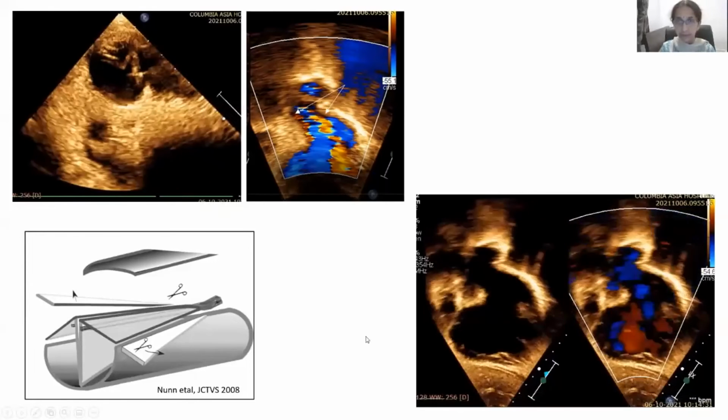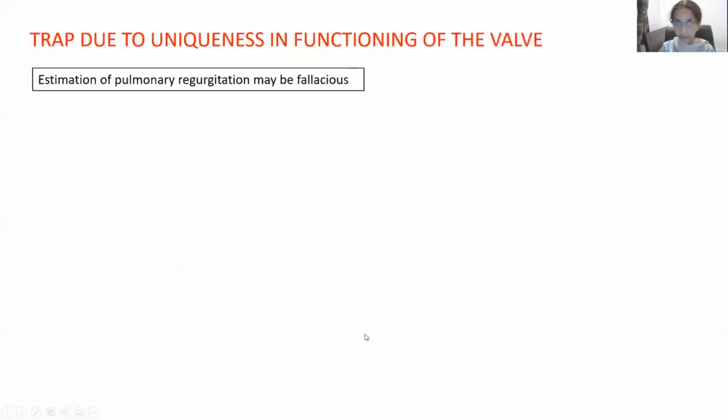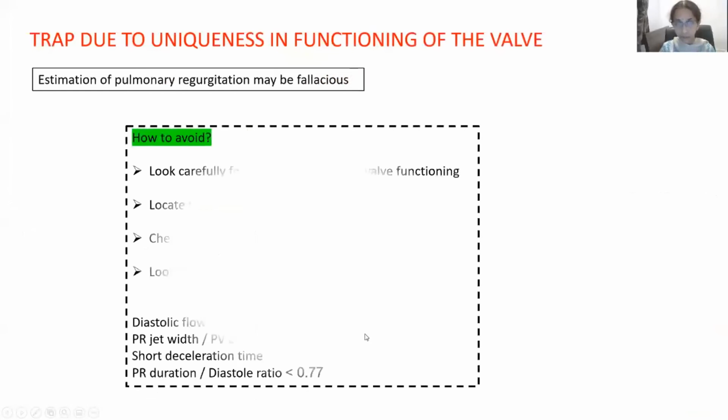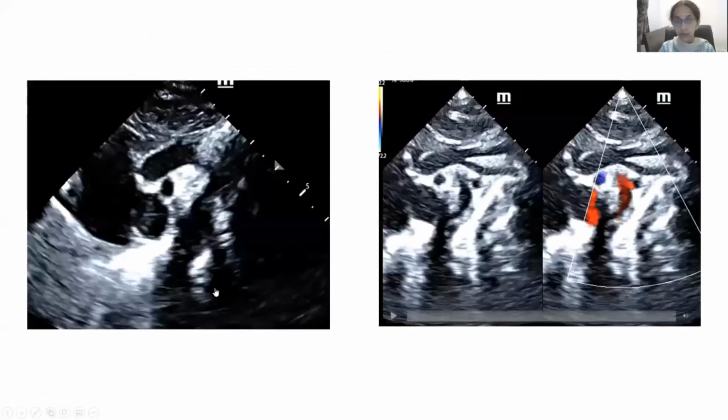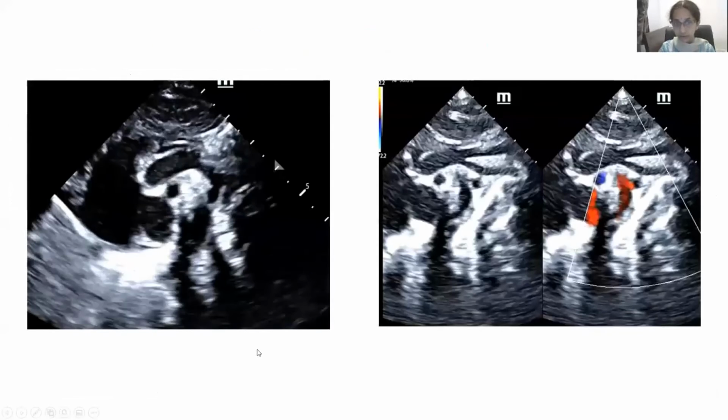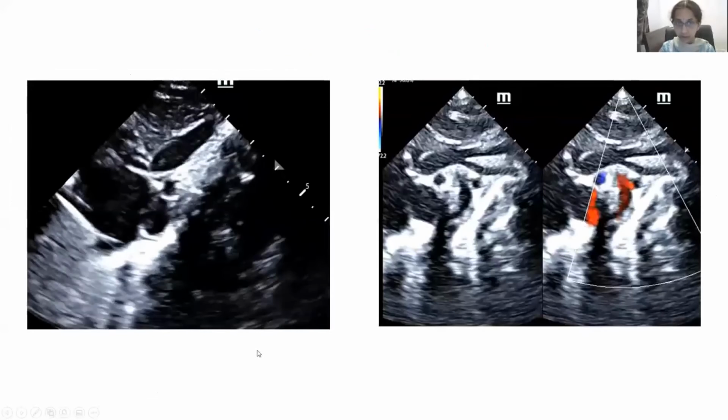So sometimes the estimation of pulmonary regurgitation can be fallacious, and this is because of the uniqueness in the functioning of the valve. It's important to carefully look at the technique of the valve functioning, the position of the valve, and the degree of PR needs to be checked systematically. In this child, maybe 1 or 2 points were not valid because of the dilated branch pulmonary arteries. And it's important to see the pulmonary regurgitation in all the views. This is one situation which can misguide a lot.